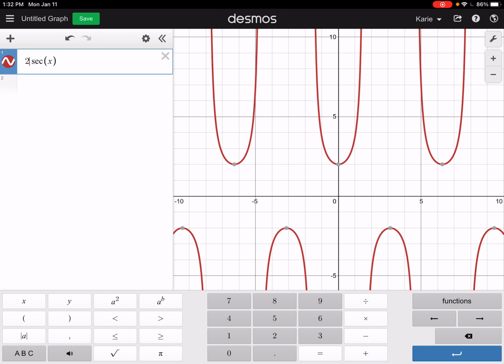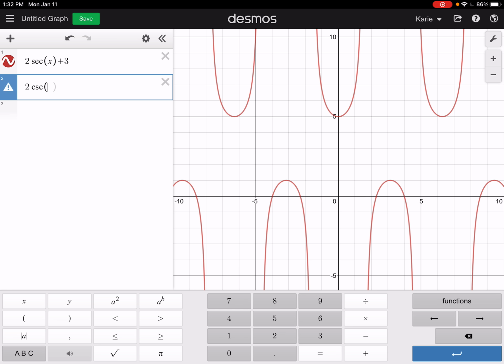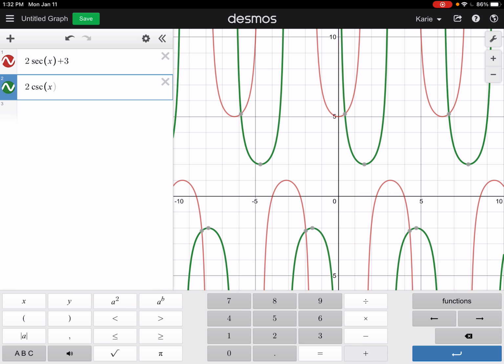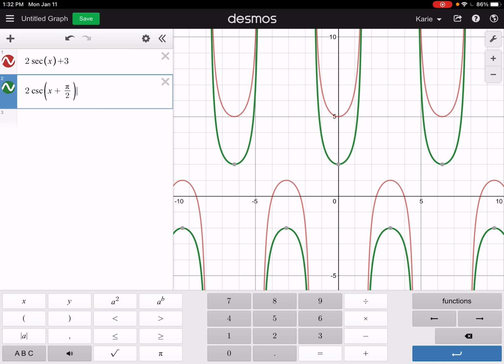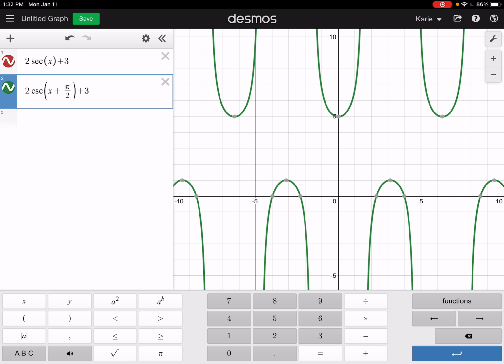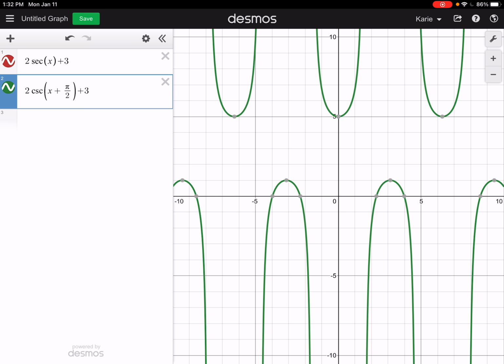2 secant x plus 3, and then I had 2 cosecant of x plus pi over 2 plus 3. Happy day, they match. And that's how we can use Desmos to help us check. So isn't that nice? Look at that. Turn it on and off, and there it matches.